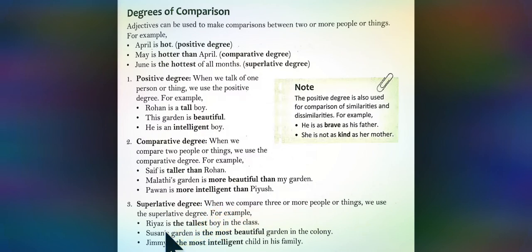Let's try to understand with this example. Riaz is the tallest boy in the class. So here we are comparing Riaz with all the boys in the class. So here the tallest is the example of superlative degree.